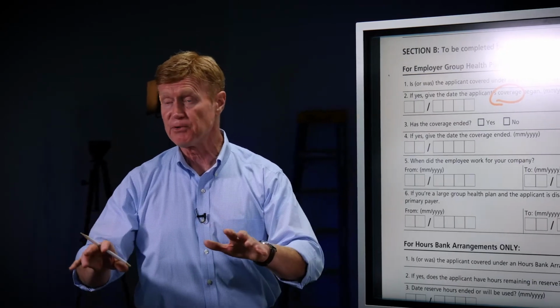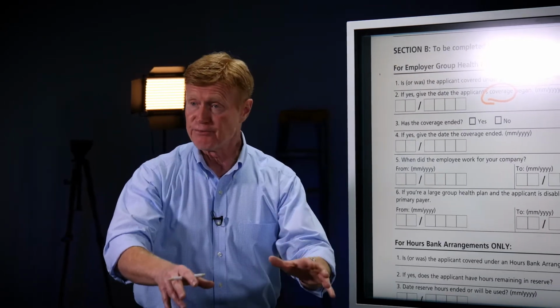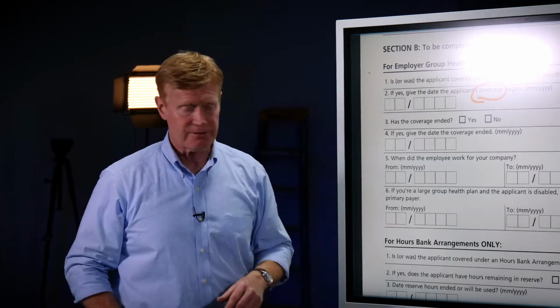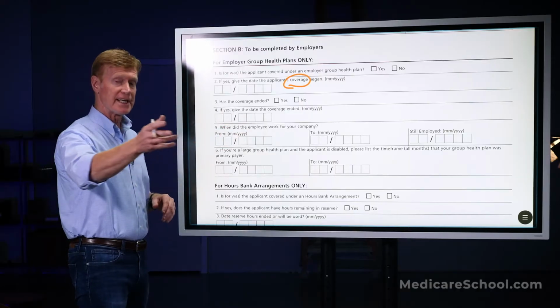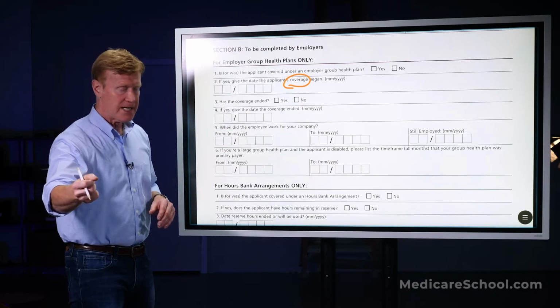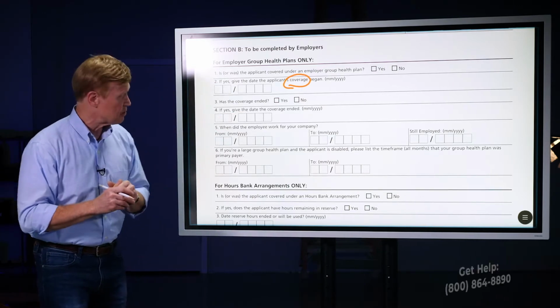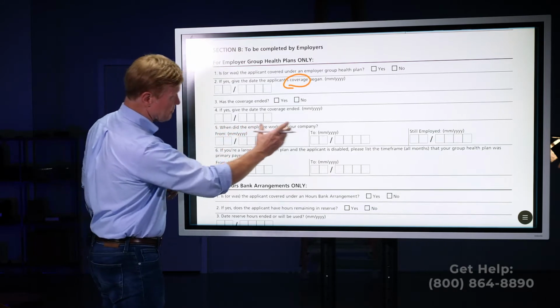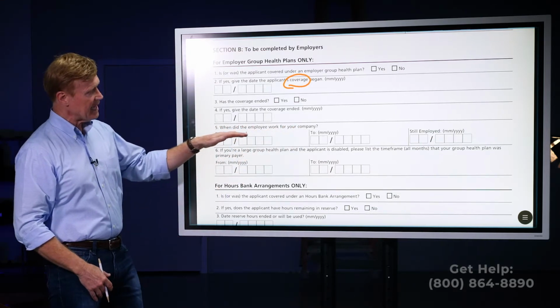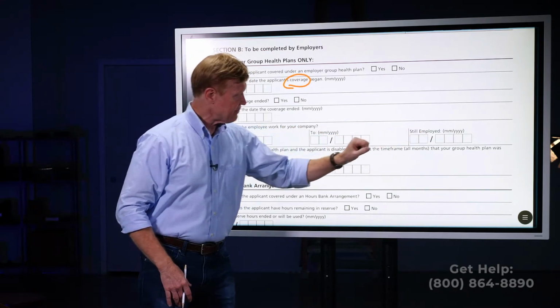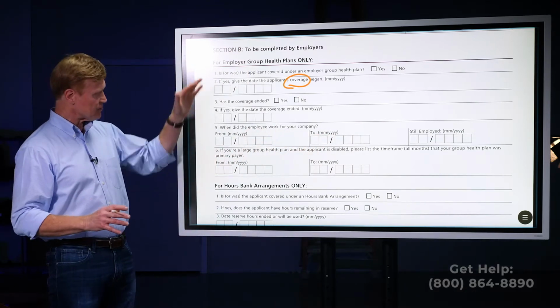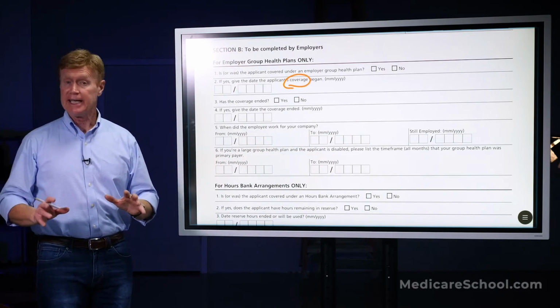Now, from a practical standpoint, you're not going to use the full 8 months, and I teach on that in other videos, but you do have 8 months to come into Medicare once you've lost the group plan. All right, and so we want to make sure that it is not longer than an 8-month period. And then, when did the employee work for the company? Obviously, this is when you start working, and if you're still working, they'll put the date in there, or when you stopped working. All right, so that's the part that the employer is going to fill out.